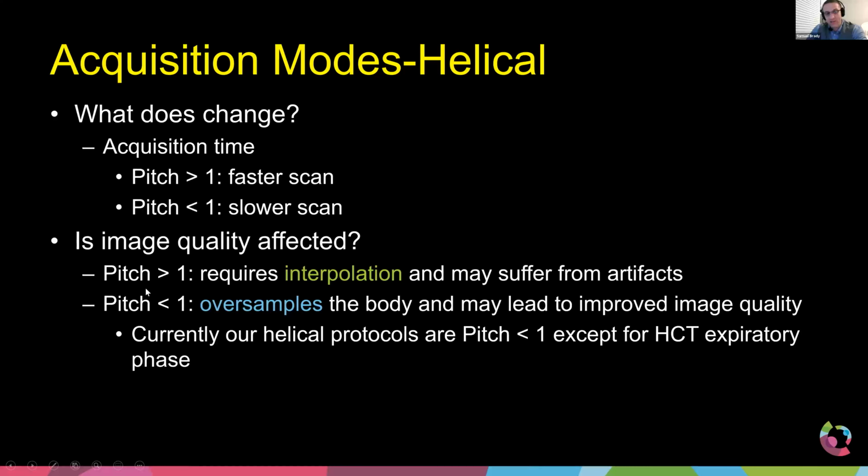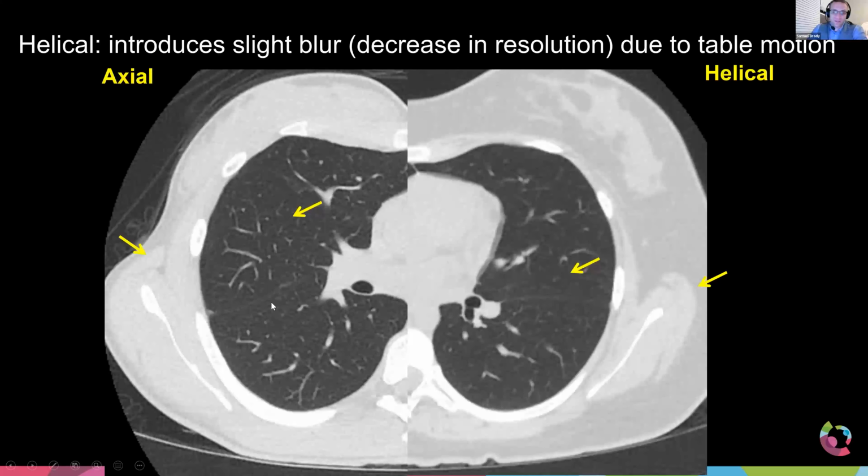Now, as I mentioned, if we go less than 1, is there a change in image quality? And the answer is yes. Well, it may lead to improved image quality. We typically use this because it oversamples the tissue and it really gives us good fine detail, not only in the transaxial view, but it makes the biggest difference when you're looking at your reformats, your sagittals and your coronals. So pitch less than 1 is actually oftentimes used. And as I mentioned, I'll tell you how it affects dose.